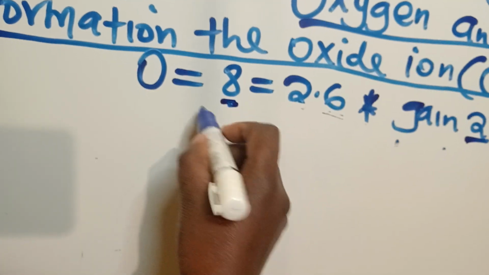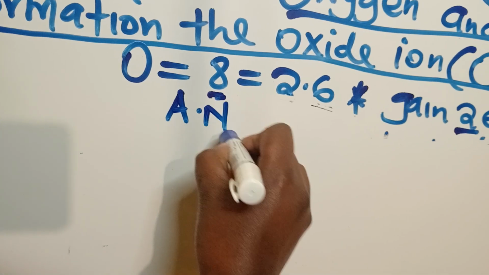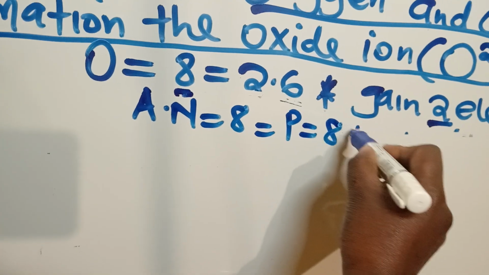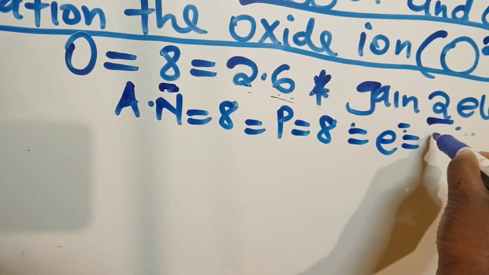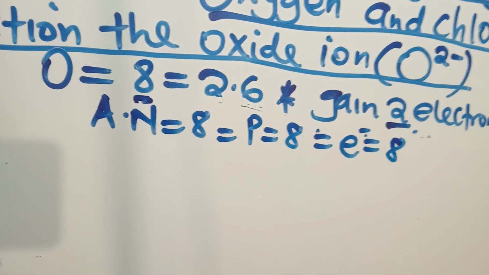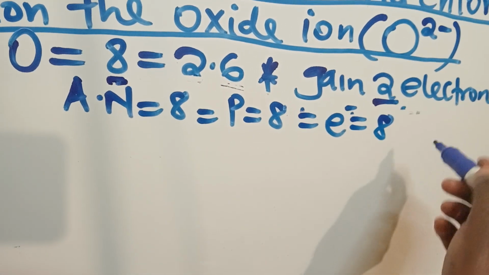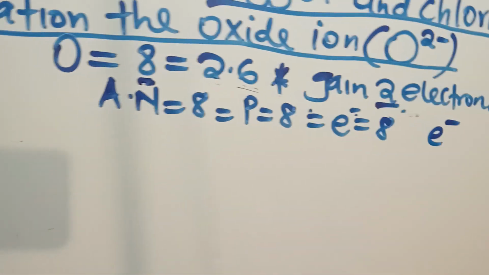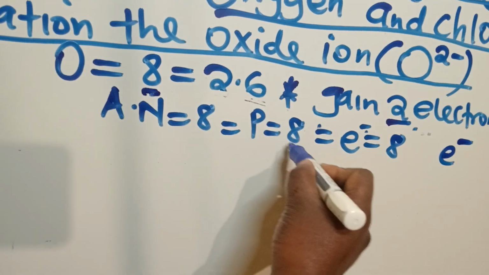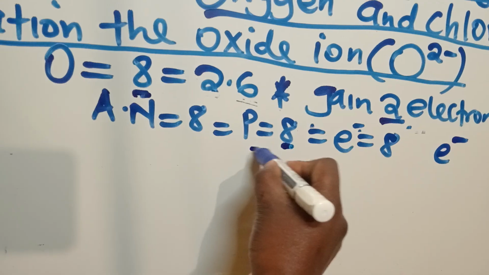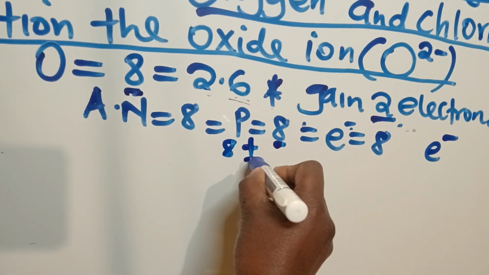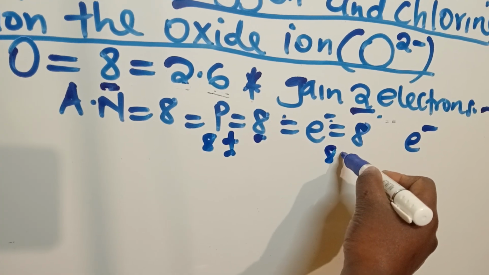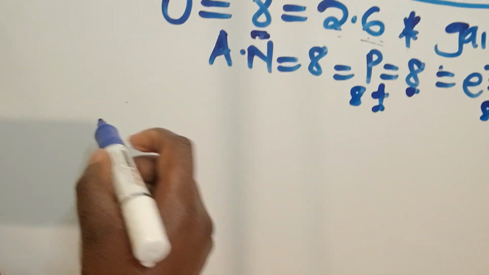So at this point, we say that oxygen has atomic number 8. So the number of protons are 8, and the number of electrons are also 8. By the way, the shorthand way of writing the word electron, we write a small e and a negative at the top. So now that it has 8 protons, it means that we will indicate 8 positives. Now that it has 8 electrons, we'll also indicate 8 negatives. So let us write them together.